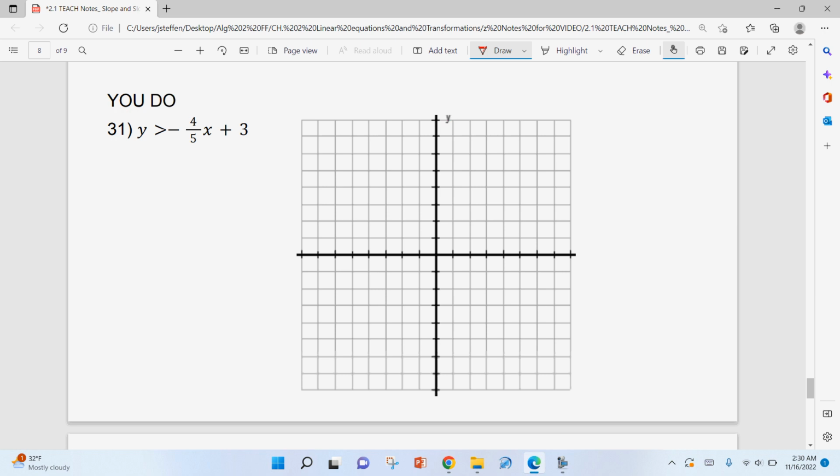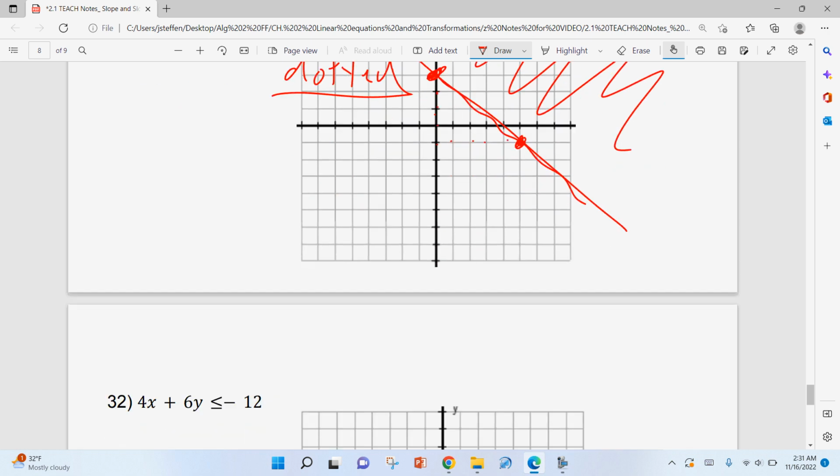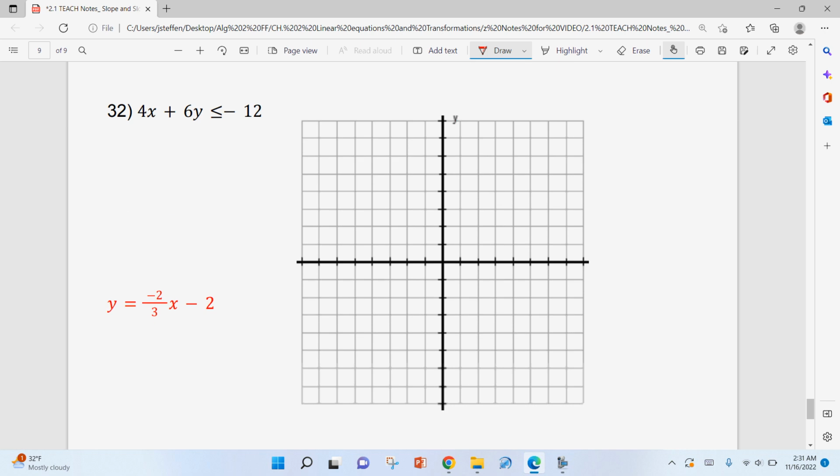So do these on your own. 1, 2, 3. You go down 1, 2, 3, 4, 1, 2, 3, 4, 5. It's dotted, and you shade above. If you ever accidentally do a solid, don't erase it. Just put the word dotted beside it. That happens to me a lot, especially with the stylus.